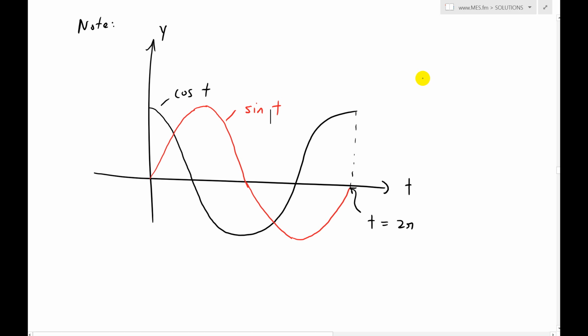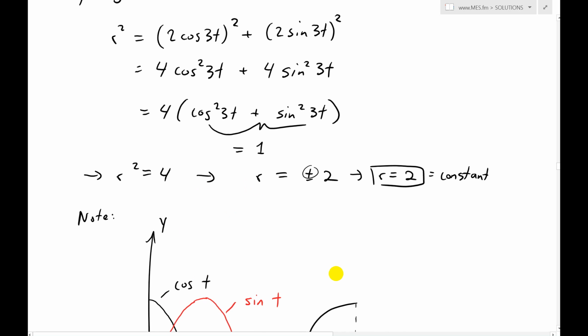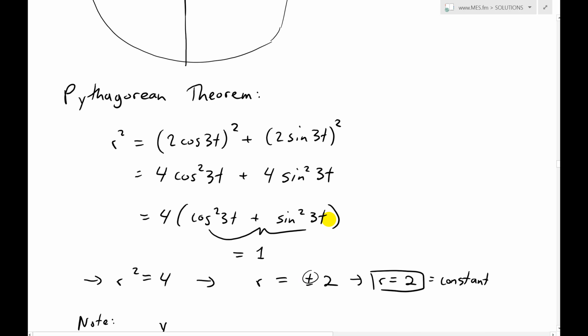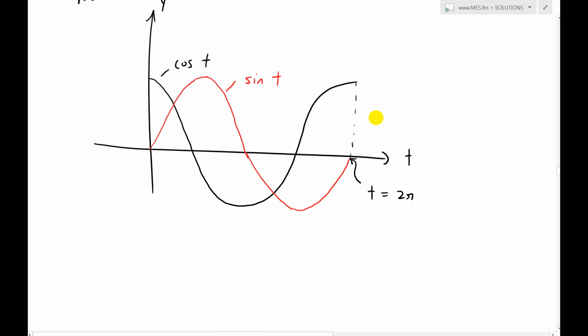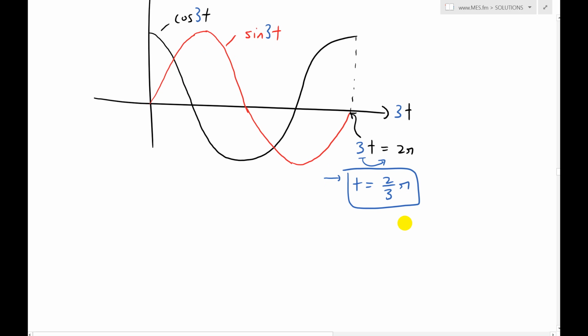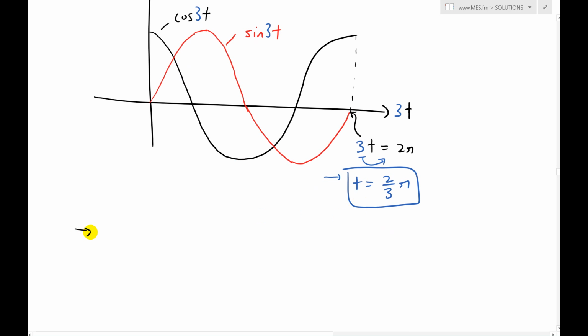Alright, so that's what it is for t, but the thing is we're not dealing with cosine t or sine t, we're dealing with cosine 3t and sine 3t. So what we could do is just change the axis. We'll put a 3 there, so now this is going to be 3t equals 2 pi. In other words, if we rearrange this, we get t equals 2 over 3 pi, like that. So that's what we end up having: a full revolution every 2 over 3 pi.